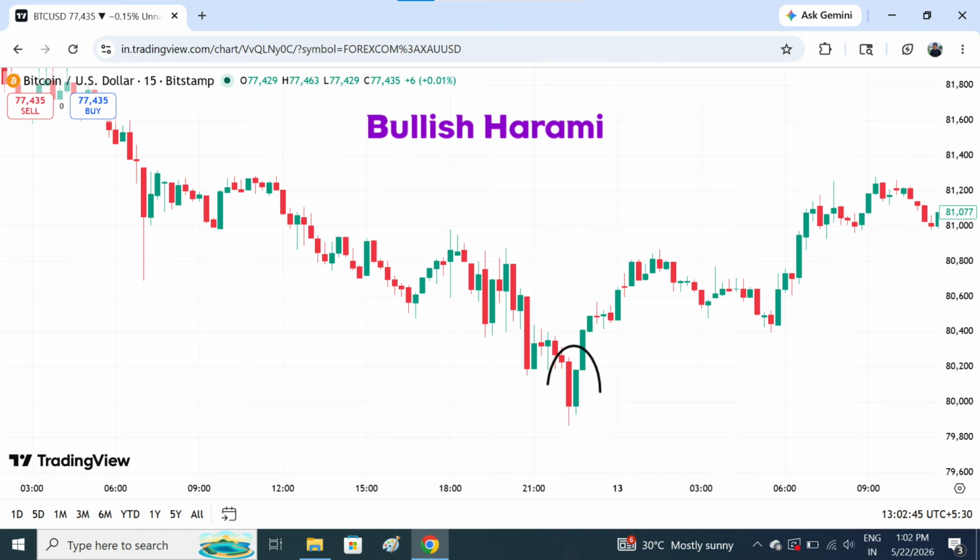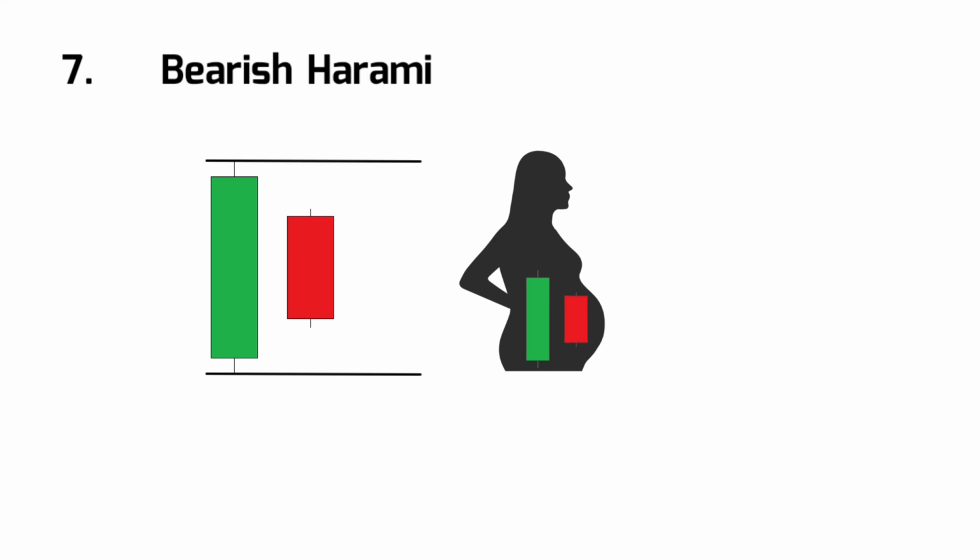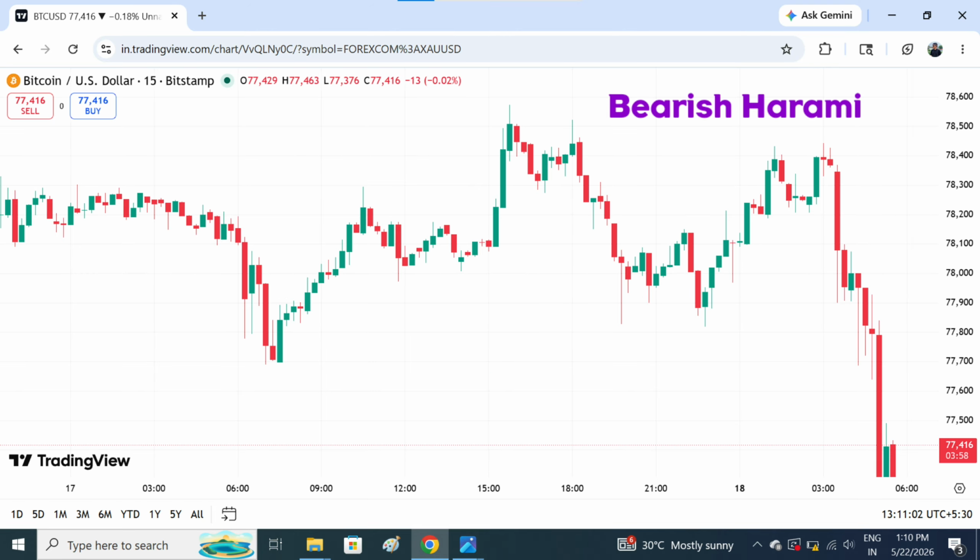If this pattern forms near the support in the chart after a downtrend, then from here the price can go up and we get a buying opportunity here. The exact opposite of this is bearish harami. The only difference is that in this, the mother candle is bullish and the baby candle is bearish. This pattern generally forms at the top of the chart after an uptrend, and it can bring the price down, which creates a selling opportunity here.